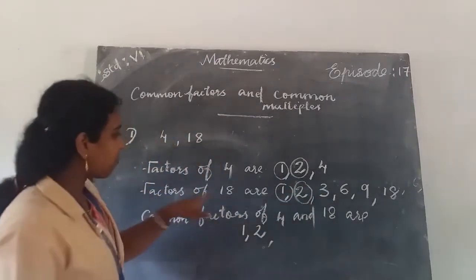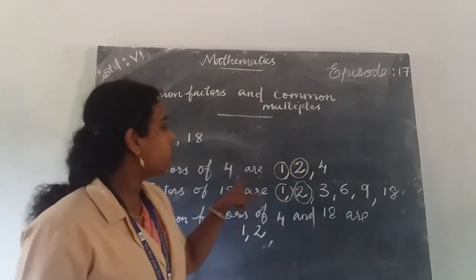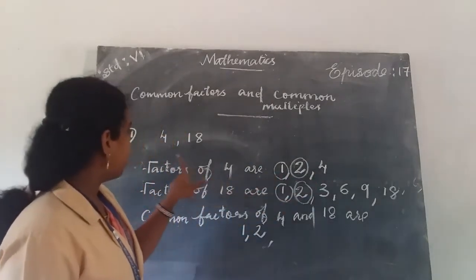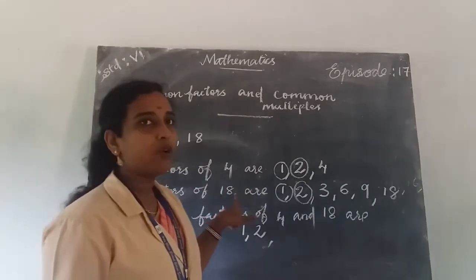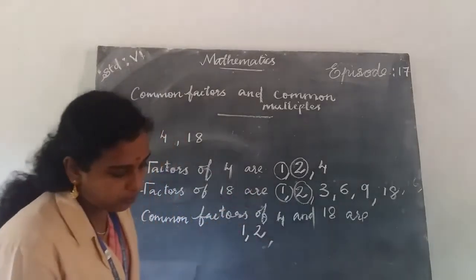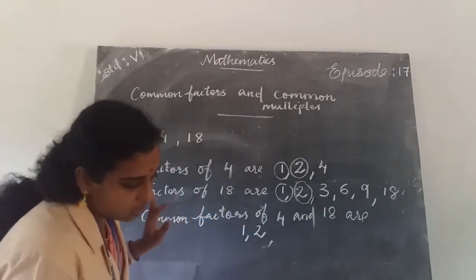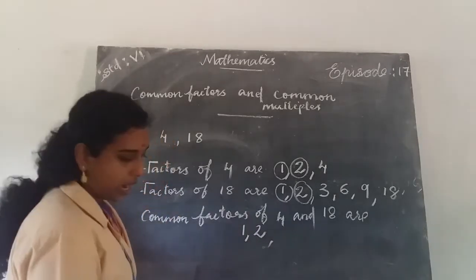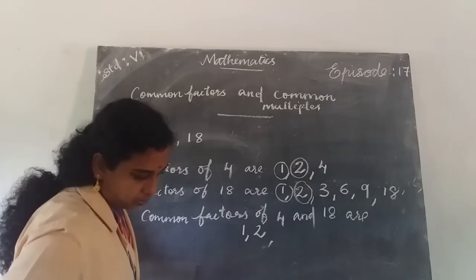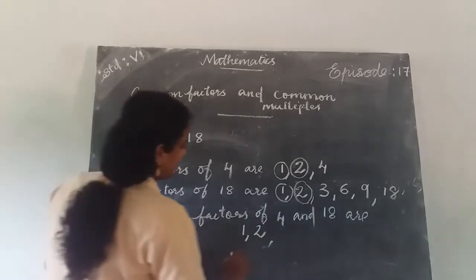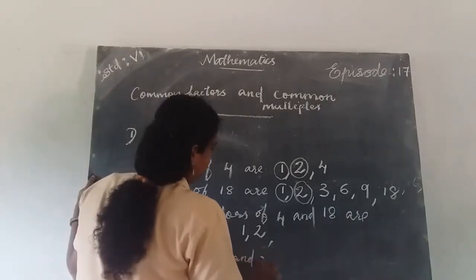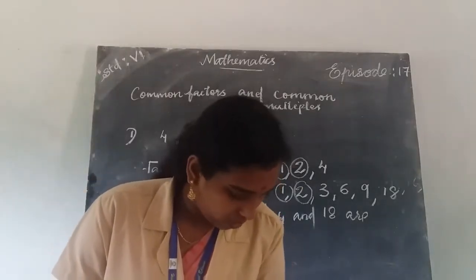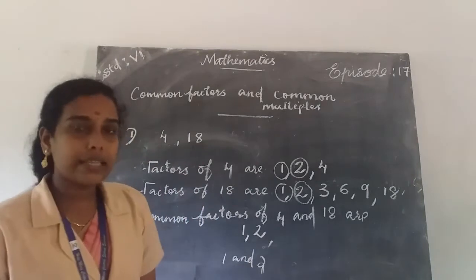Then 3. 3 is a factor of 18 but it's not a factor of 4. So it is not common. Then 4. 4 is a factor of 4 but it's not a factor of 18. So it's not a common factor of 4 and 18. So we can say that the common factors of 4 and 18 are 1 and 2. Okay. So let us see another example.